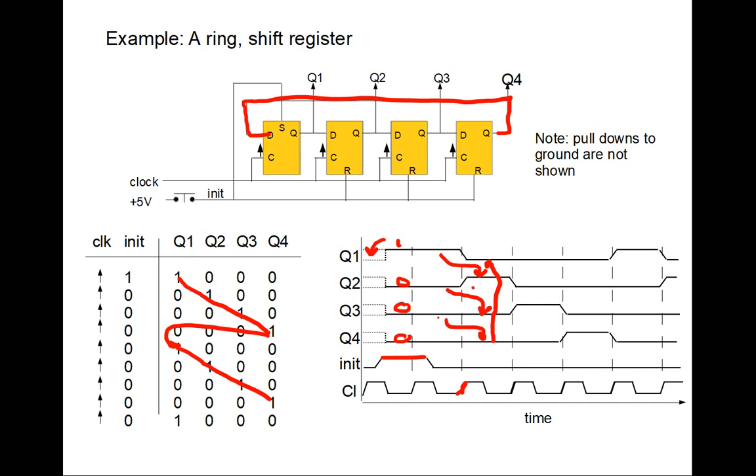So that process continues. Can you see the 1 moving? The 1 started here, now the 1's here, now the 1's here, now the 1's here, and then after this transfer of the clock moves the 1 from the fourth flip-flop up to the first flip-flop as indicated here. So we're just looking at it in different ways. We can look at it as a circuit, we can look at it as a table, we can look at it as a timing diagram.